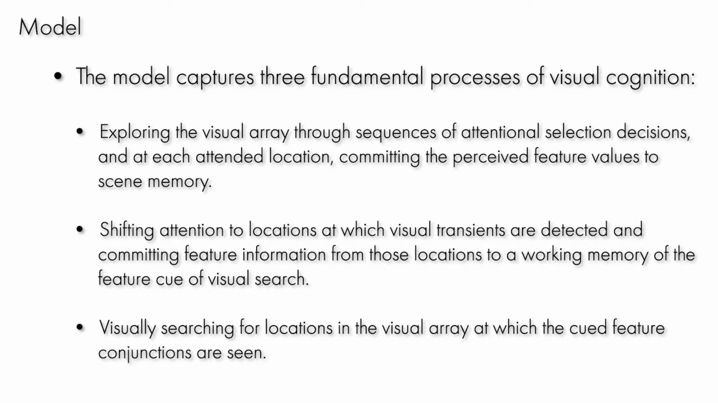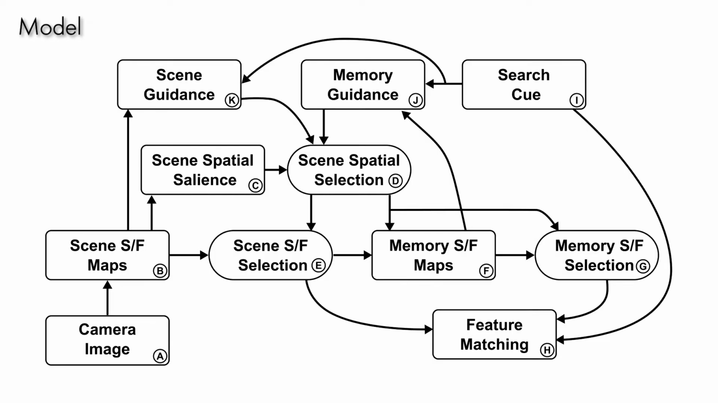Third, visually searching for locations in the visual array at which the cued feature conjunctions are seen. This figure provides an overview of the neural dynamic architecture that generates these processes. The boxes represent subnetworks of neural dynamic fields whose coupling is outlined by arrows. The entire neural architecture is essentially one large but structured system of integral differential equations.